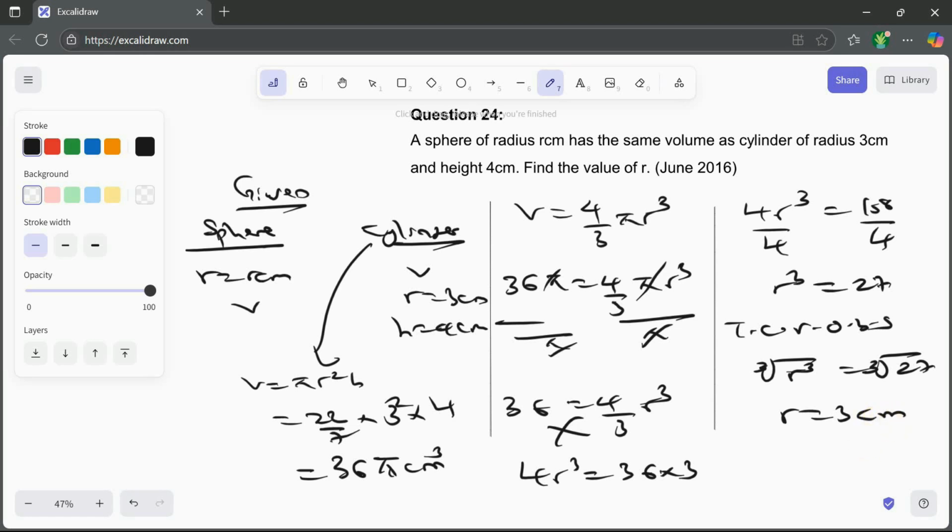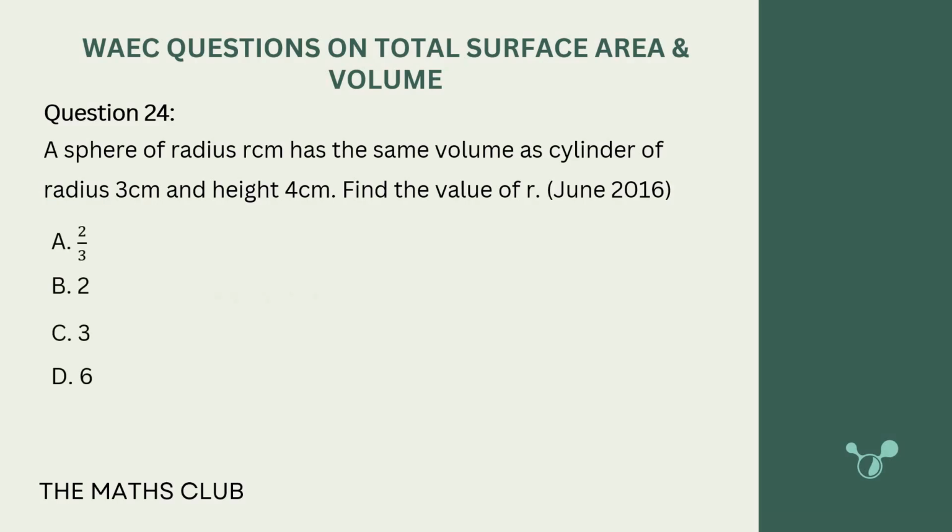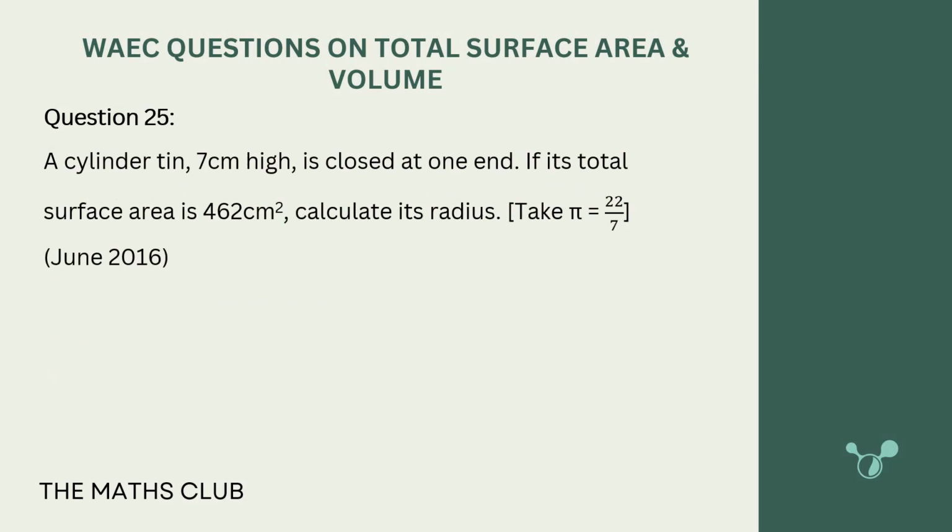Let's see if we're correct. That will be option C. Great. Question 12 says that a cylinder tin 7 centimeter high is closed at one end.